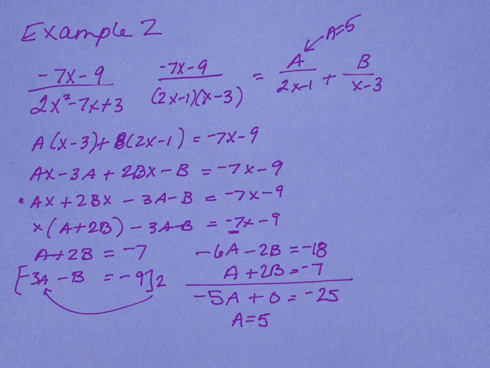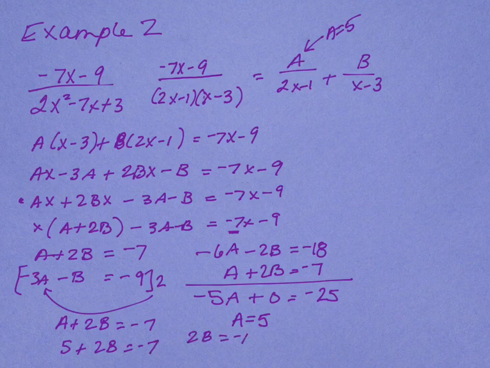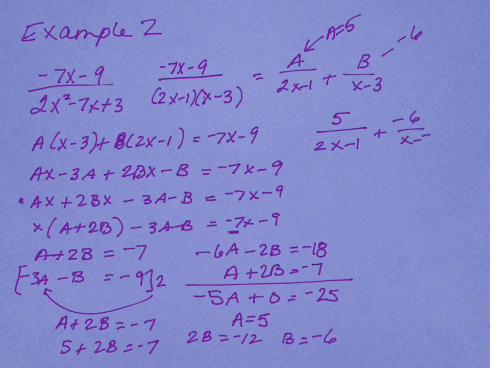I think I'm right. So we have a plus 2b equals negative 7. So 5 plus 2b equals negative 7. So 2b equals negative 12, so b has to be negative 6. So what I got was 5 over 2x minus 1 plus negative 6 over x minus 3.